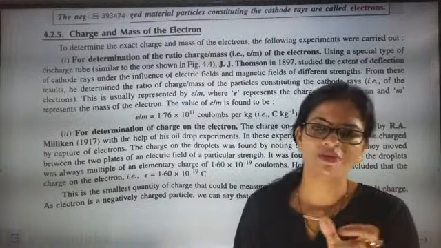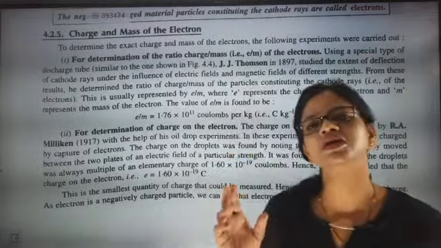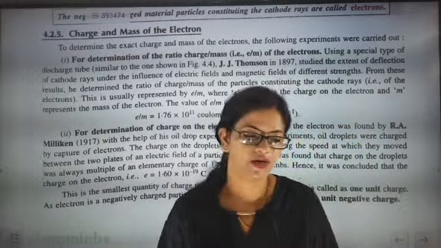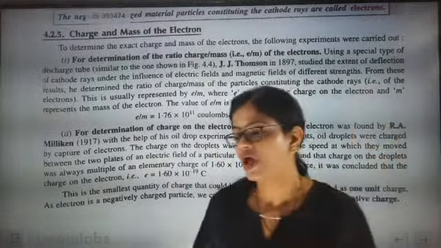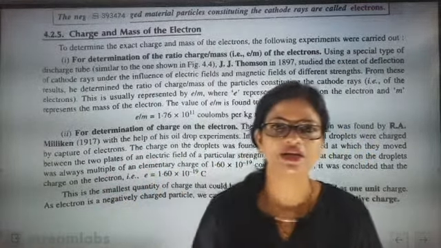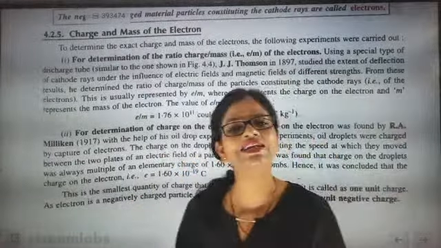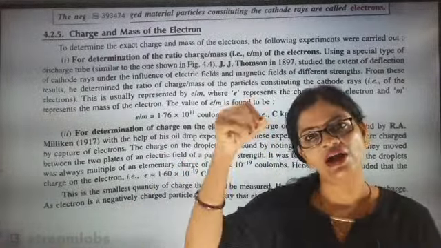Thompson found the charge by mass ratio. Then we are going to find only the charge. That was done by the Millikan experiment. Millikan did an experiment on oil droplets. I'm just repeating, Millikan was the scientist who did the experiment in the year 1917 with oil droplets.